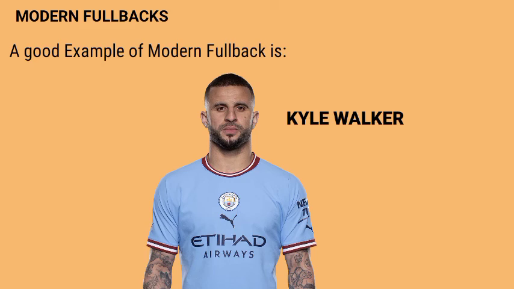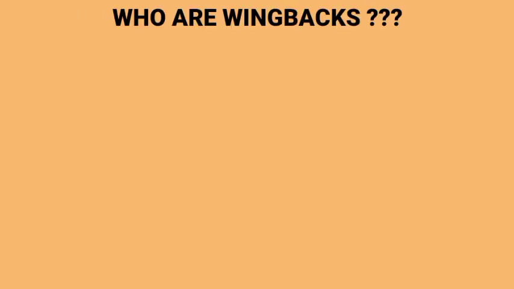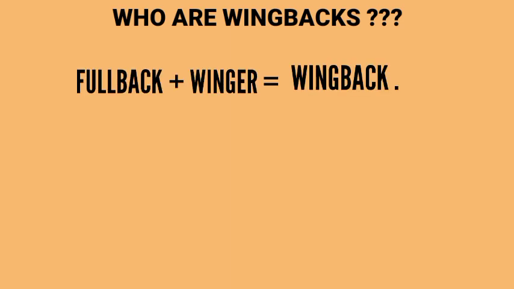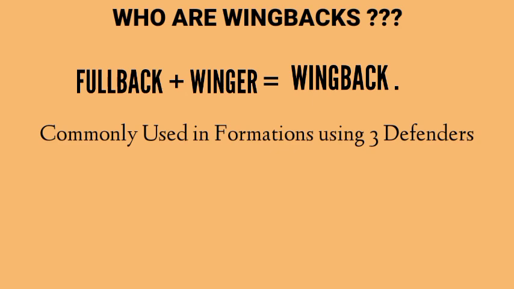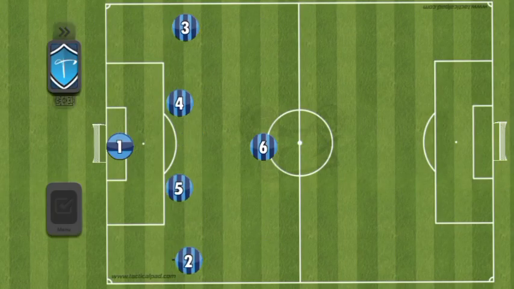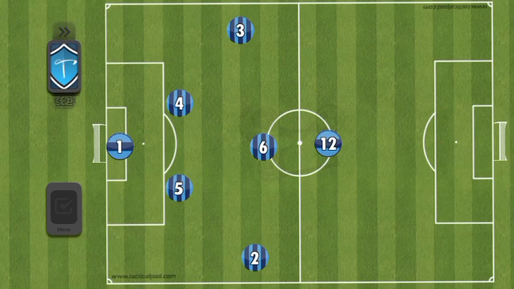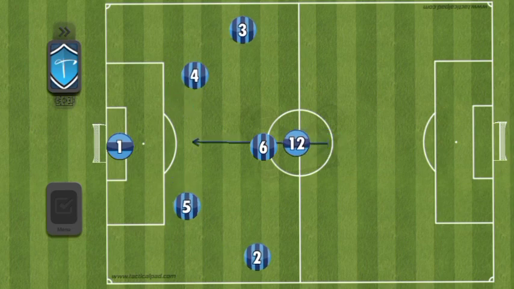Without wasting much time, let's jump into another chapter, which is, who are wingbacks? A wingback, as the name suggests, is a combination of a fullback and a winger. Wingbacks are commonly used in formations using three defenders, formations like 3-4-3, 3-5-2, and many others depending on the manager's choice. Here the wide defenders are pushed on the upper side of the field, usually on the same side as deep-lying midfielders. A wingback is very similar to a modern fullback.